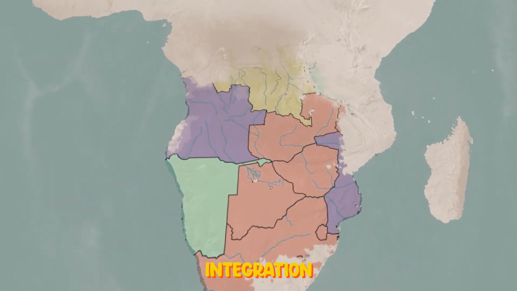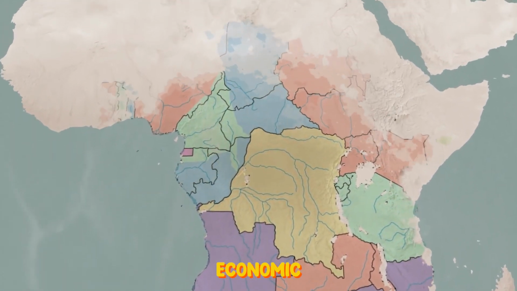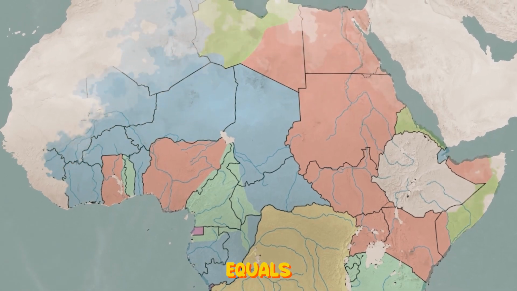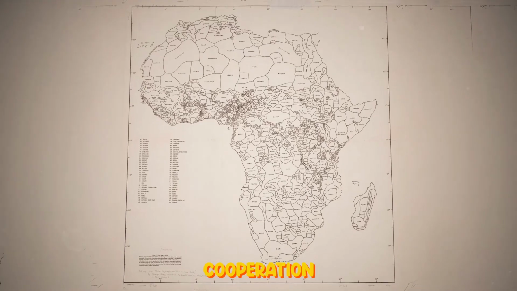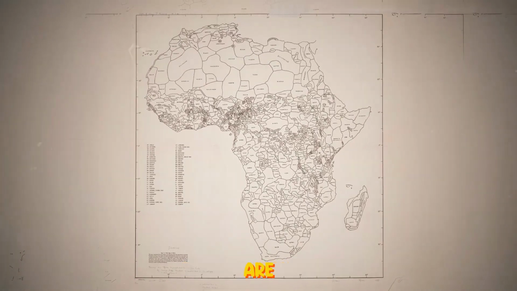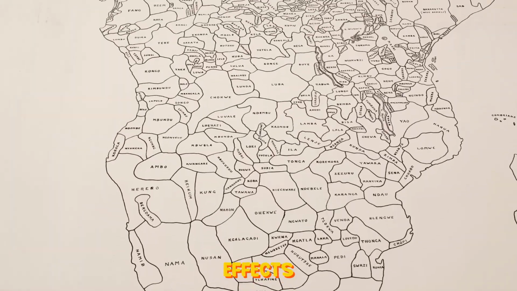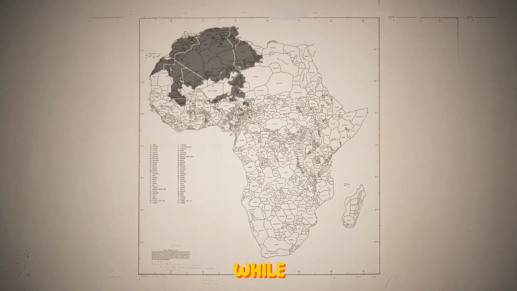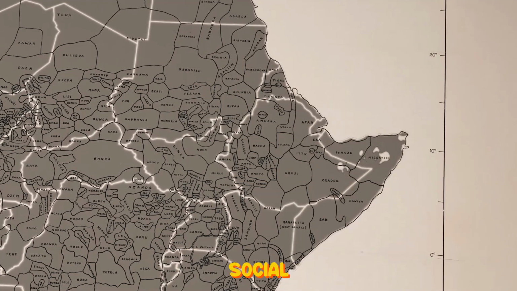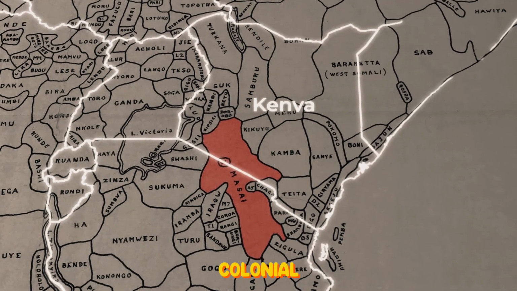In response to the challenges posed by colonial borders, African nations have made efforts to promote regional integration and cooperation. Organizations like the Economic Community of West African States, ECOWAS, and the African Union's Agenda 2063 aim to foster economic and political cooperation across the continent. These initiatives are designed to overcome the divisive effects of colonial borders by promoting cross-border trade, peace, and security. While progress has been made in some areas, achieving full integration remains challenging due to the entrenched political, economic, and social divisions that still exist along colonial lines.